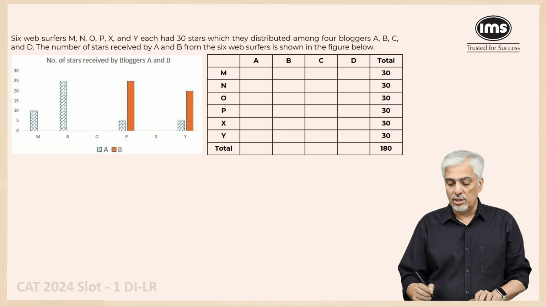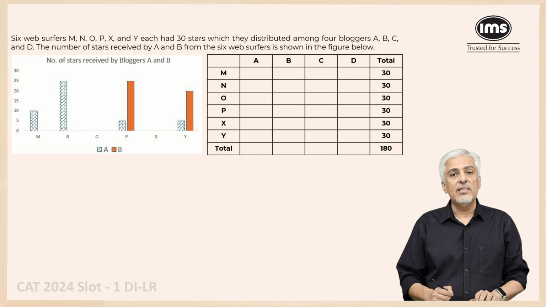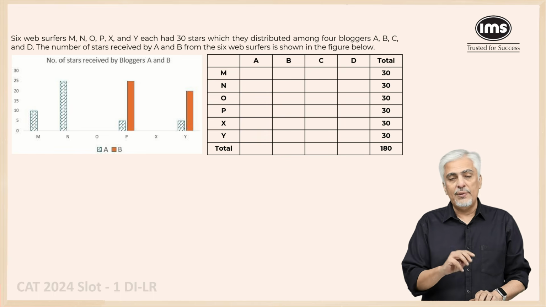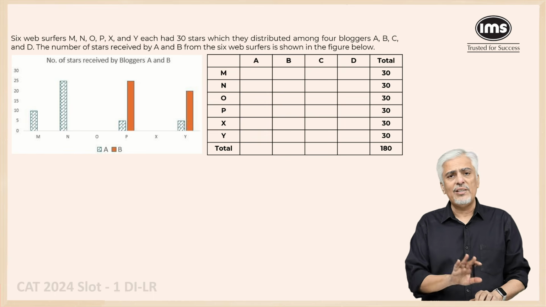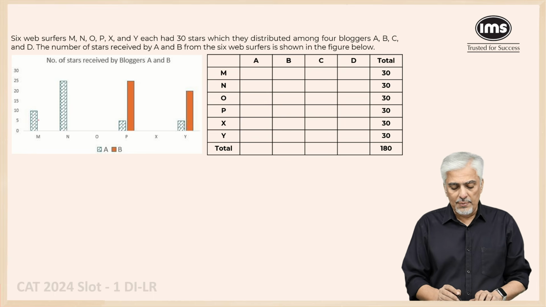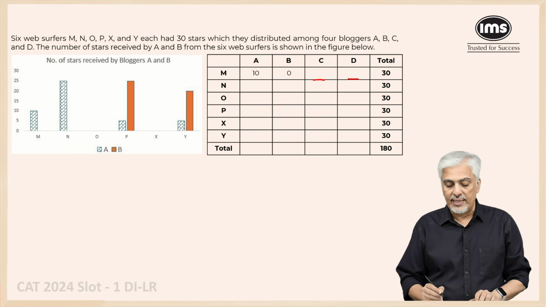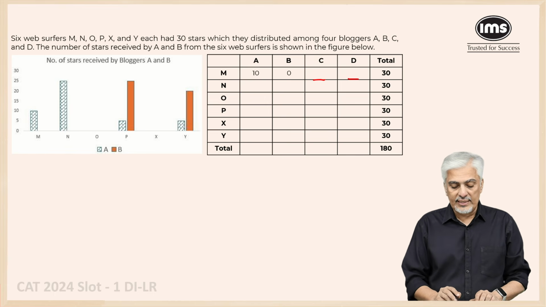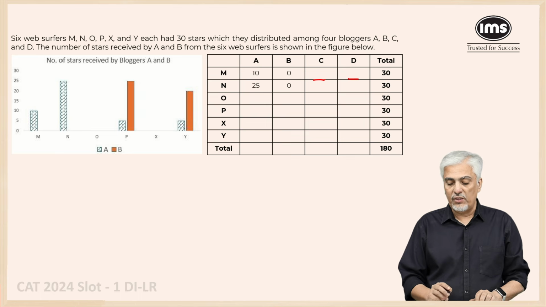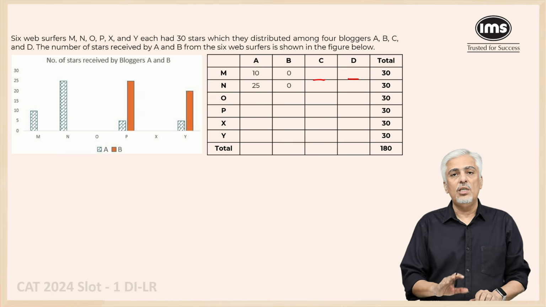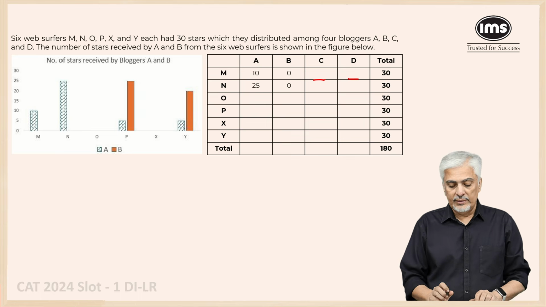Total number of votes, stars given away by every surfer is 30. So that is 180. Based on what we read, we know that these are also 45, but we'll put it as we go ahead. Now, M has distributed 10 to A and 0 to B. So 10, 0. The remaining we don't know. These two total has to be 20. We'll come to that as we go ahead. Next it is 25 and 0. So 25, 0. One of them will be 5 and the other will be 0 because everything is multiples of 5. Then these are both 0, 0 and the rest 2 have to make up 30.